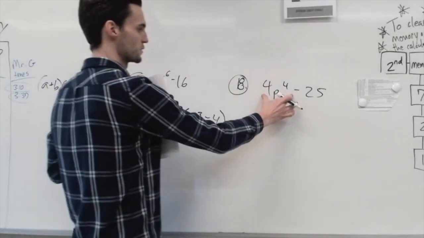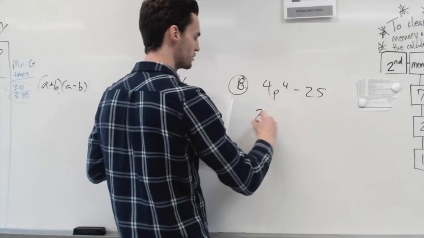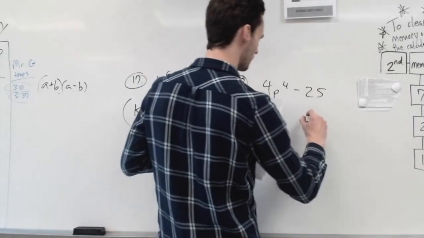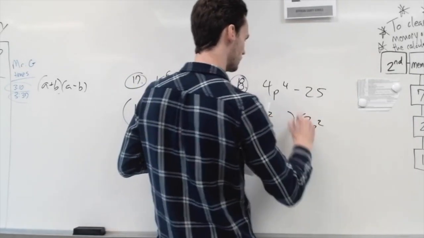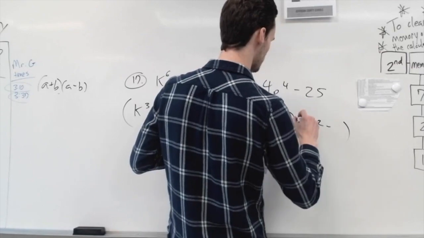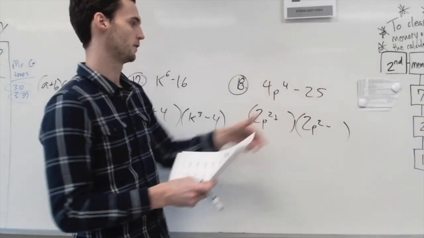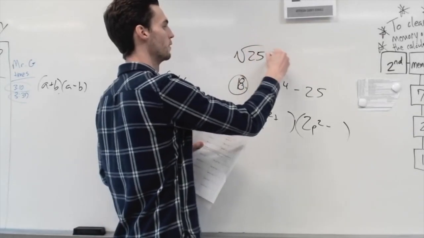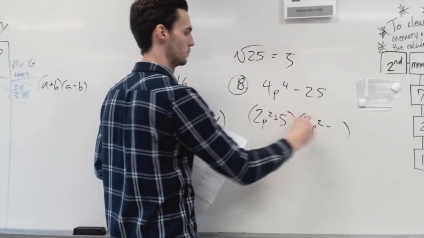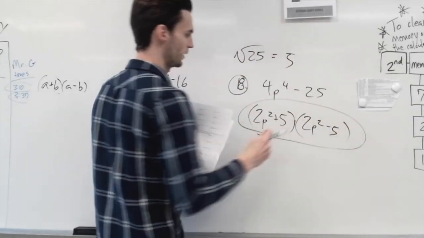All right, you should have taken the square root of 4p to the 4th. That gives you 2p squared. And you have plus or minus b. So b is the square root of that, which would be very simple.